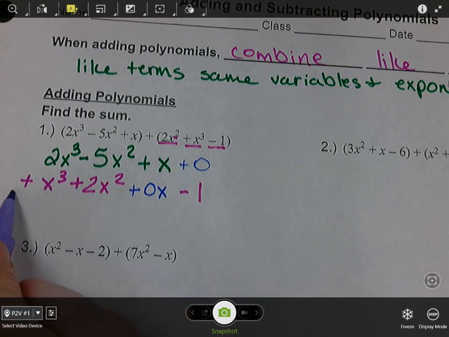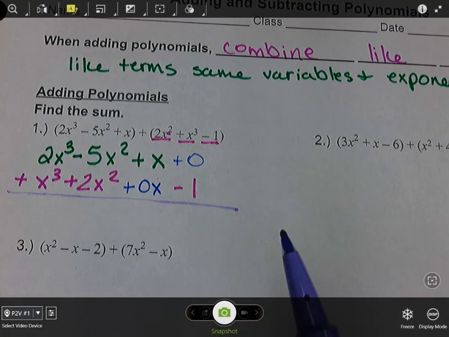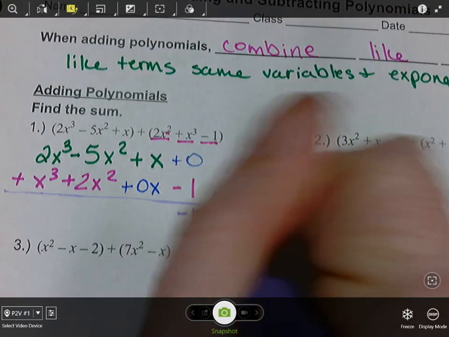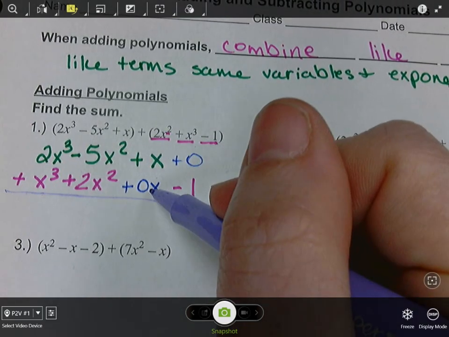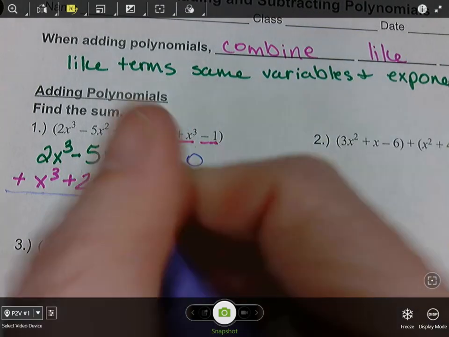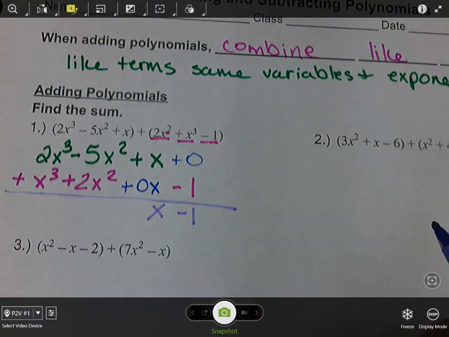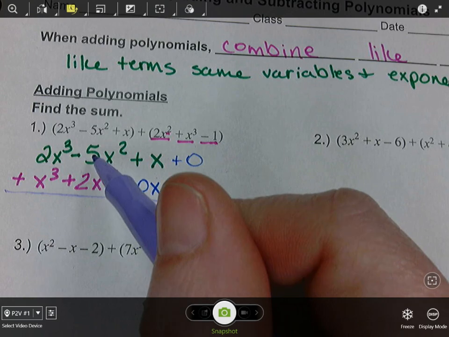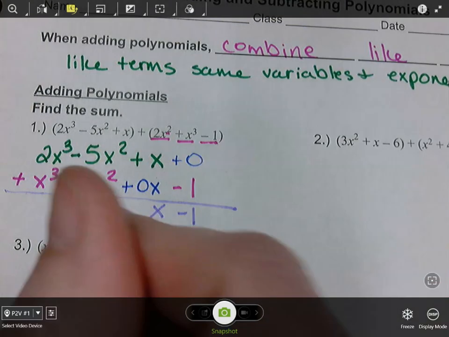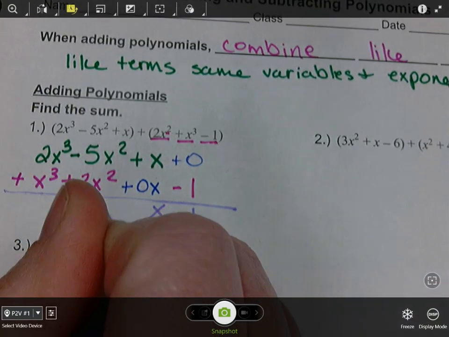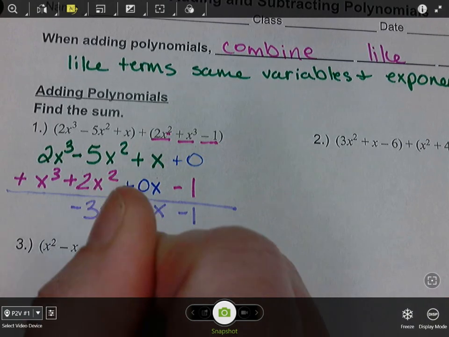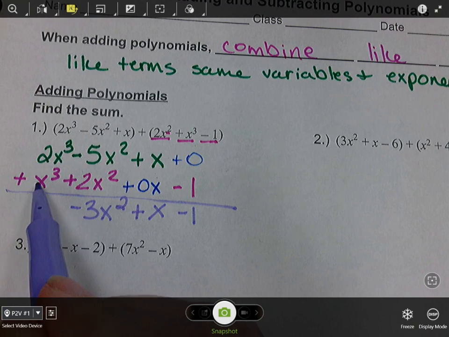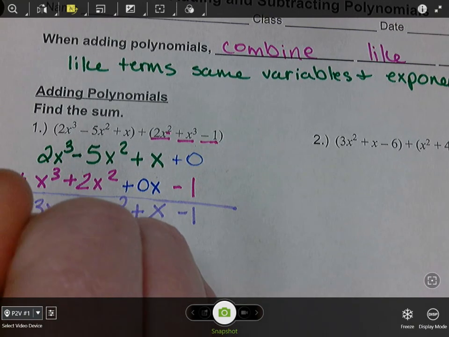And now you just go through and add everything together. So first you add 0 plus negative 1, which is negative 1. Then you add x plus 0x. Well, 1 plus 0 is 1, so that would just be 1x. And then you add negative 5x squared plus 2x squared. Well, negative 5 plus 2 is negative 3, so that's negative 3x squared. And that was a positive x, so I put a positive sign. And 2x to the third plus 1x to the third would be 3x to the third.